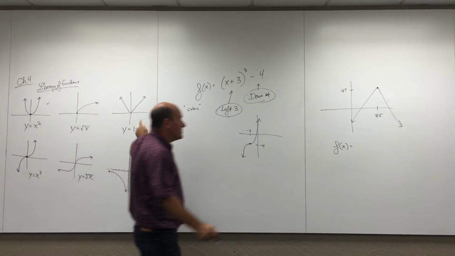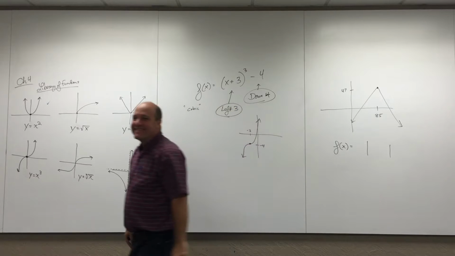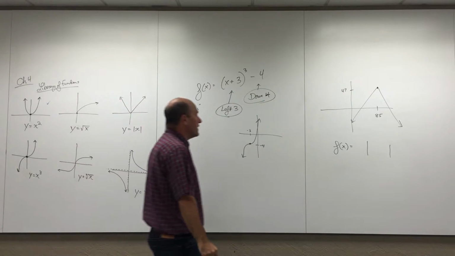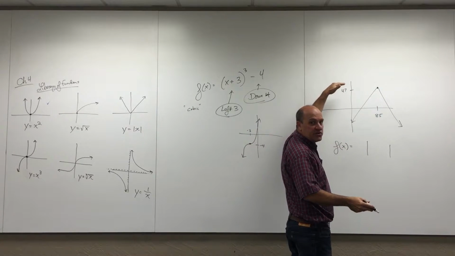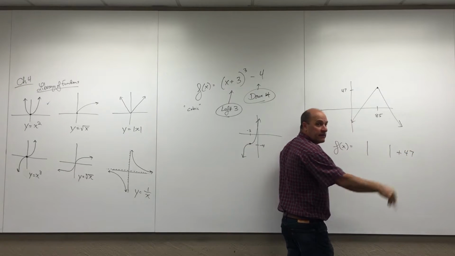Let's see. So I should put some absolute value bars. Look, that's partial credit. Anything else going on? How's he been shifted? He's been shifted up 47. Do you agree with that? Mm-hmm. He's been shifted up 47. So I should just put a big old plus 47 out on the end.